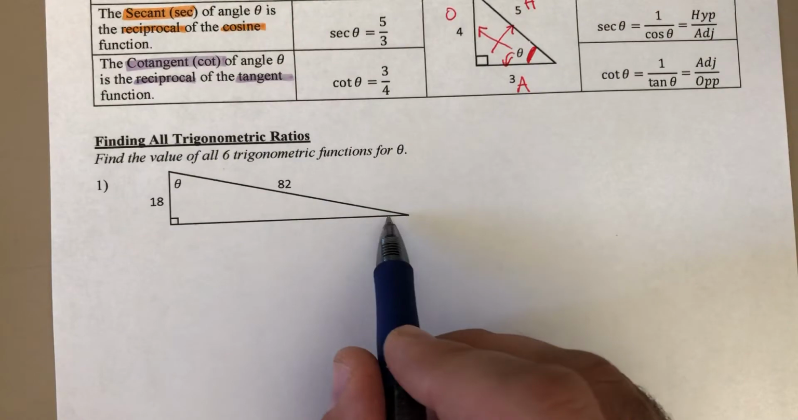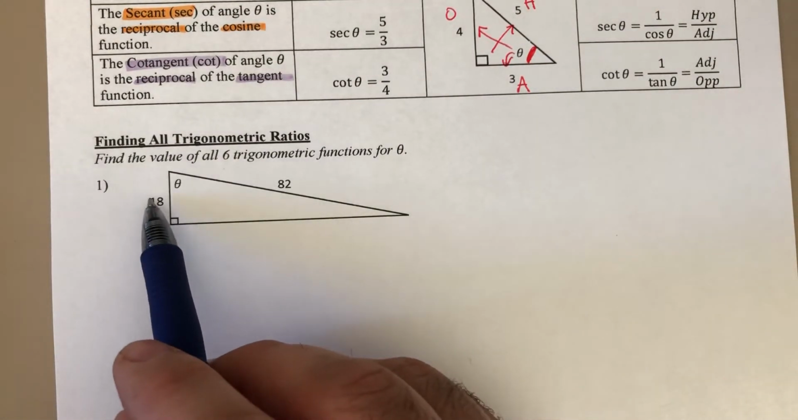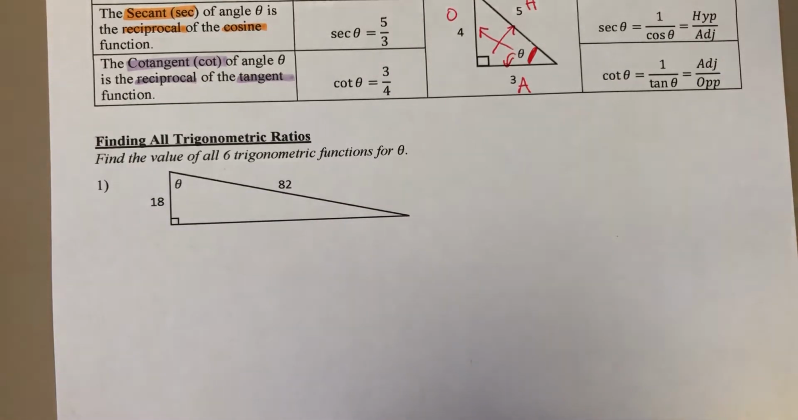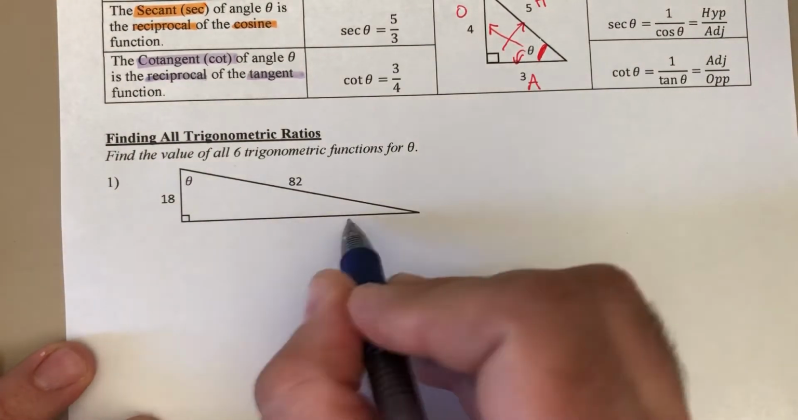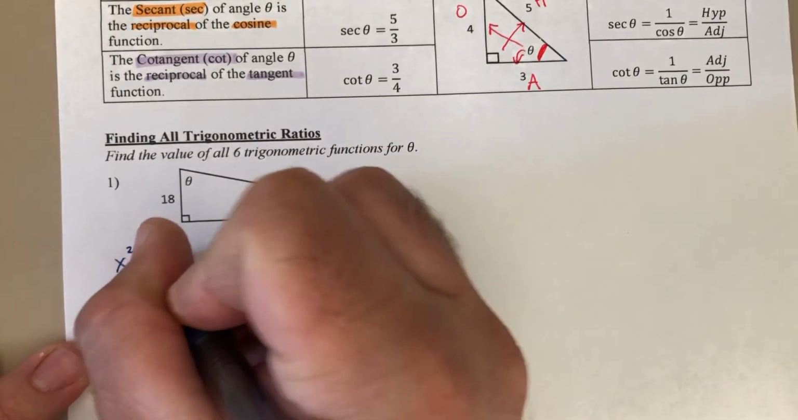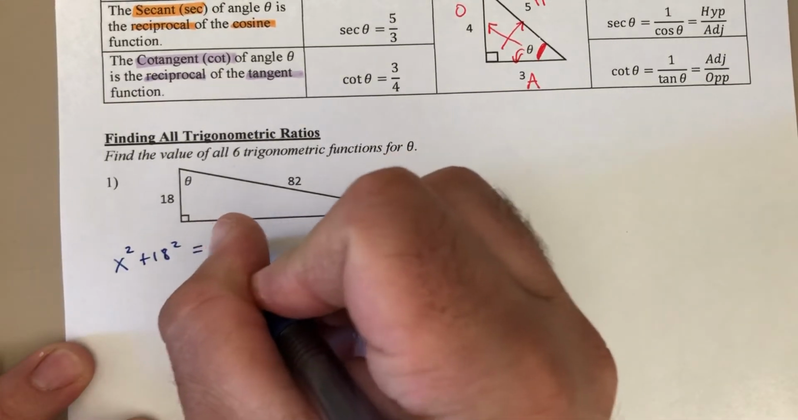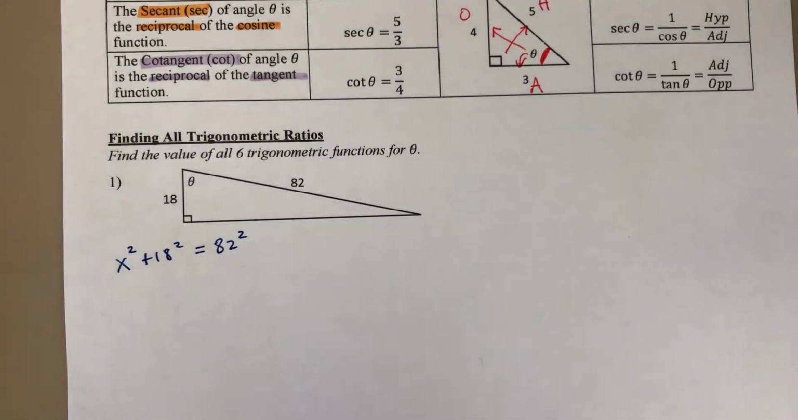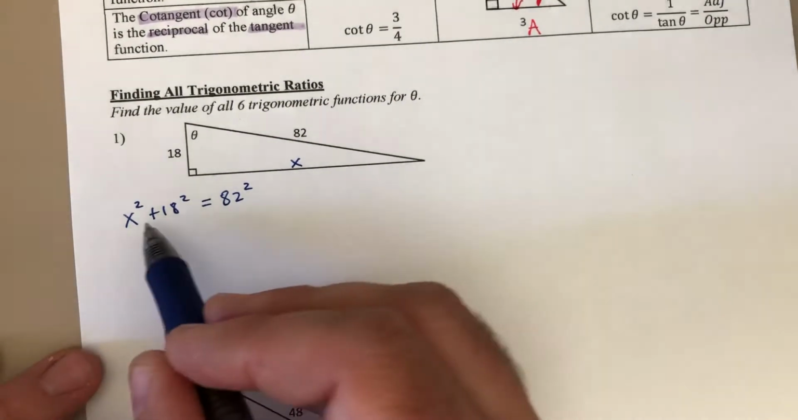So if I'm going to find this side, it applies to right triangles. It's always A squared plus B squared equals C squared, where A and B are the legs and C is the hypotenuse. So this is my unknown. I'm going to call it X right now. So that leg squared, which is X, plus the other leg squared, which is 18, equals the hypotenuse squared. That's your A squared plus B squared equals C squared. Okay, and now I solve.